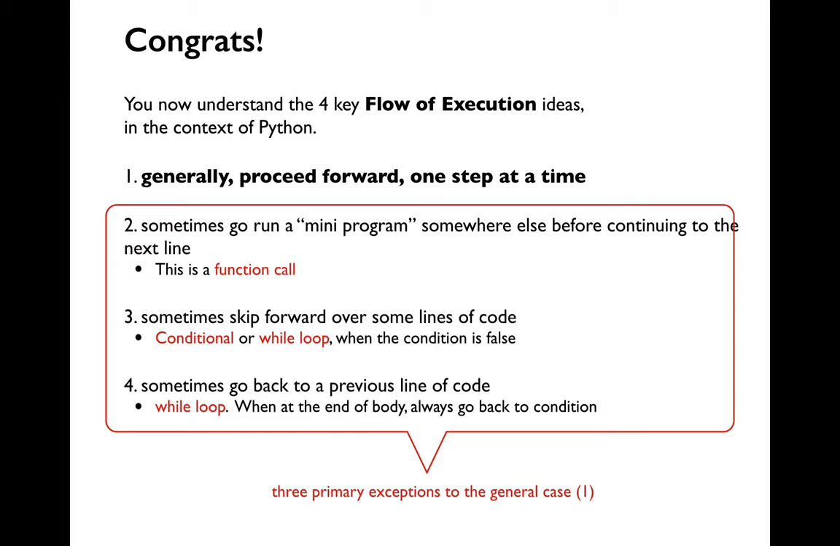So I'd like to take a moment to congratulate you, right? One of the first things to learn when you're programming is about control flow. And as I said early in the semester, there are these four concepts to get, right? Generally we move forward one step at a time. And then there are these three important cases where we don't go one step at a time. One is function calls, which are these mini programs. We learned that first. We spent a couple days on conditionals. And then finally, we have these while loops where sometimes we go back to a previous line of code, right? So once you master these and become very comfortable with them, you'll have mastered control flow more broadly, one of the big three things we teach this semester.